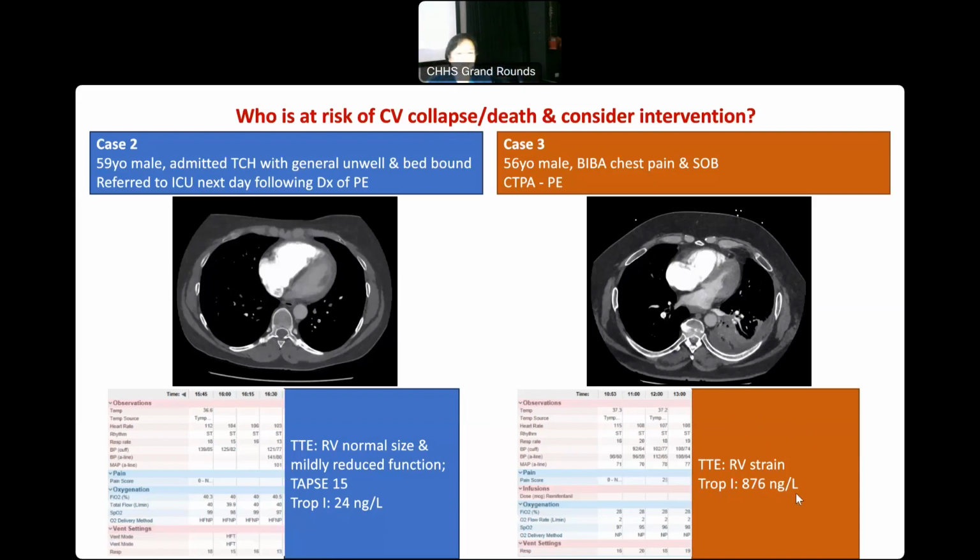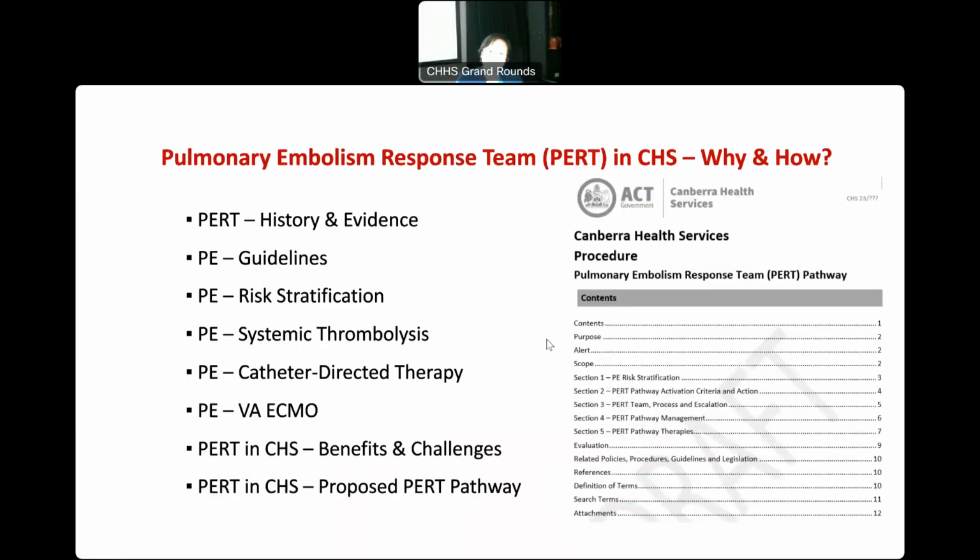So who's at risk of collapse and death? Are we going to do something to stop them going into cardiac arrest? This patient underwent anticoagulation only, and this patient had advanced therapy. We'll talk more about that later. So how do we recognize them? Is PERT the solution to this question?